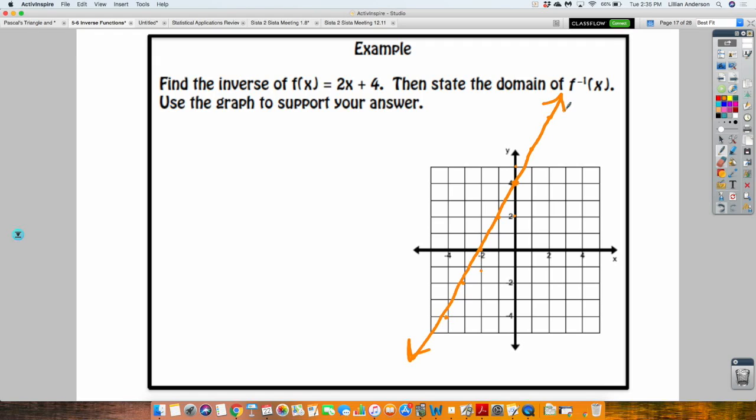Is this a function? Yes, it passes the vertical line test. So because it is a function, I can actually find its inverse. And on top of that, does it pass the horizontal line test? So then its inverse is going to be a function. So then I'm good to go. I'm ready to do this. So I need to replace f of x with y. Then I need to switch x and y.